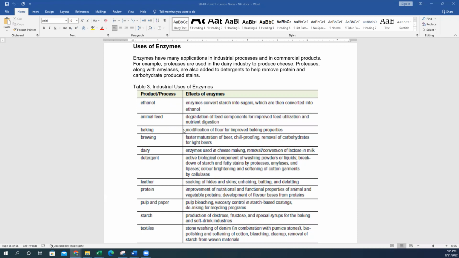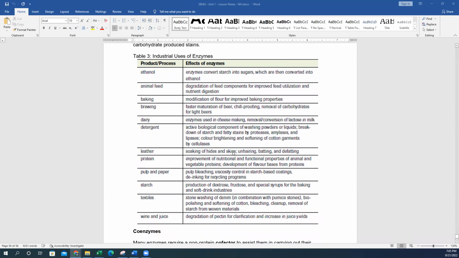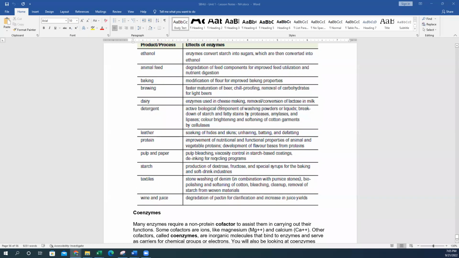In baking, for example, you can have flour that is modified with enzymes to make it have improved baking properties, might be lighter, might be fluffier. Again, in dairy, as we mentioned, in cheese making. And we talked about in detergents. So there's, excuse me, there's many uses for enzymes in commercial applications and in industries.